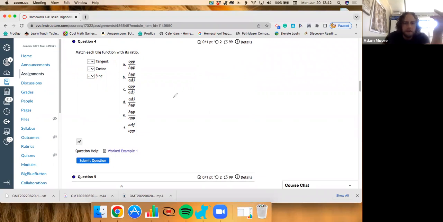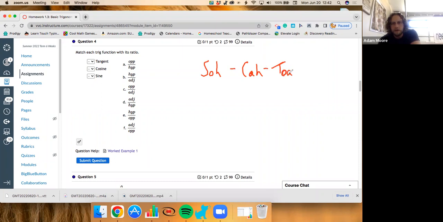Match each trig function with its ratio. This is from SOH CAH TOA, so I would just use SOH CAH TOA to match these up. I won't take you through the whole thing on this one, but sine, cosine, tangent. And so we're like, oh, tangent ratio. If I think SOH CAH TOA, tangent is opposite over adjacent. So there we go, opposite over adjacent. It's that one, and that's all you would put for that. Okay, and then just keep going with that.